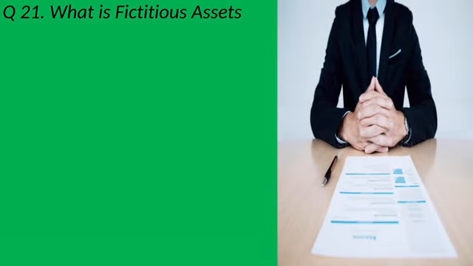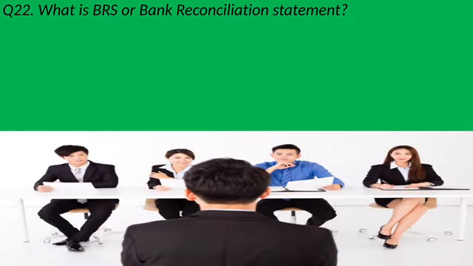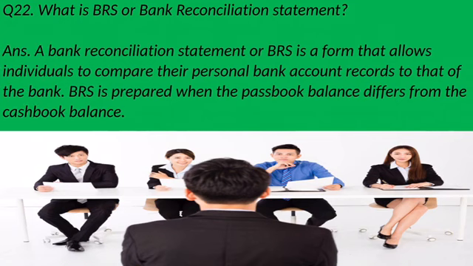What are fictitious assets? Fictitious assets are intangible assets and their benefit is derived over a longer period. For example, goodwill, rights, deferred revenue expenditure, miscellaneous expenses, preliminary expenses, and accumulated loss, among others. What is BRS or Bank Reconciliation Statement? A bank reconciliation statement or BRS is a form that allows individuals to compare their personal bank account records to that of the bank. BRS is prepared when the passbook balance differs from the cash book balance.